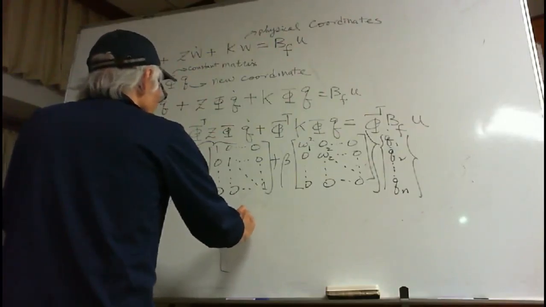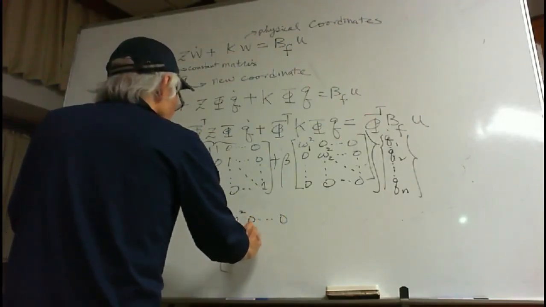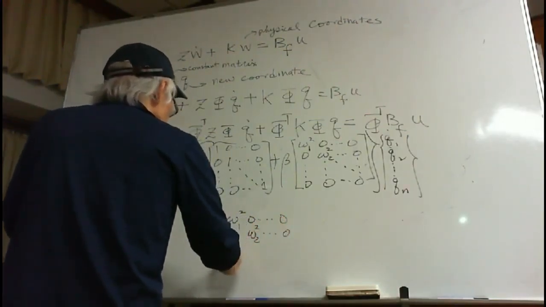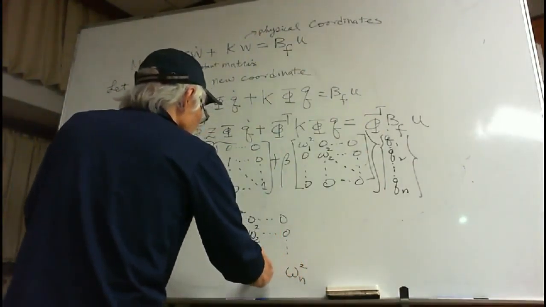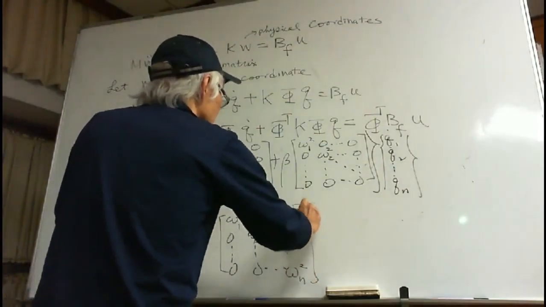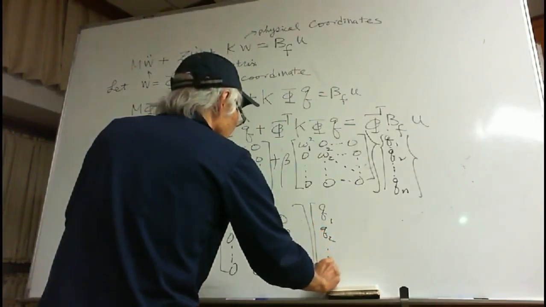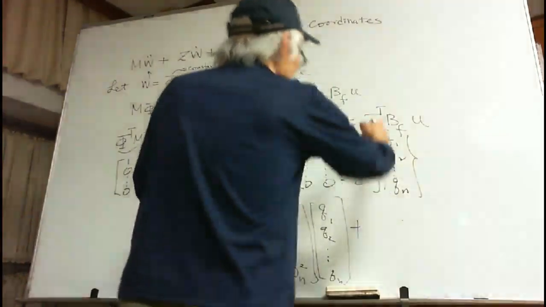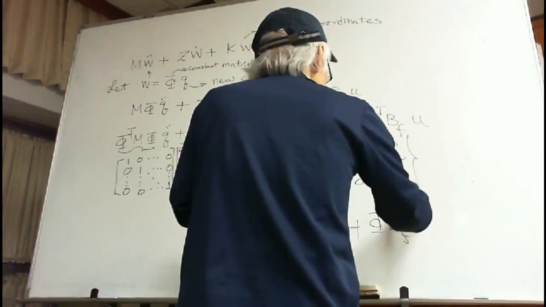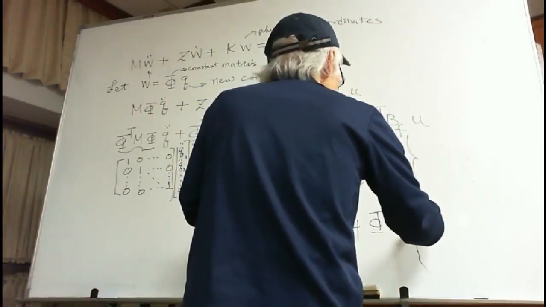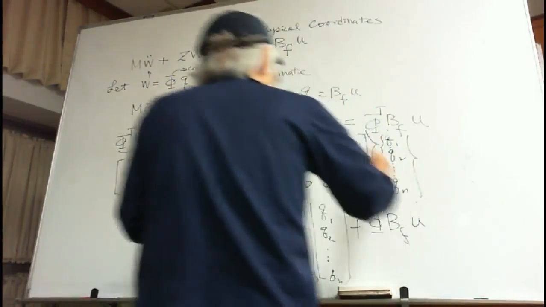Then plus omega 1 square, 0, 0, omega 2 square, 0, 0, 0, omega n square, times Q1, Q2, Qn, plus here we have a matrix called Φ transpose B f. Then I have U1 here, U. I didn't expand that U yet. Okay.